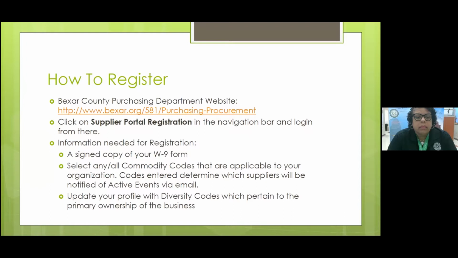And by the way, the preferred browser to use is Google Chrome. Some of the information needed for registration is a signed copy of your W-9 form. Be prepared to upload that. Select any and all commodity codes that are applicable to your organization. Codes entered determine which suppliers will be notified of active events via email.